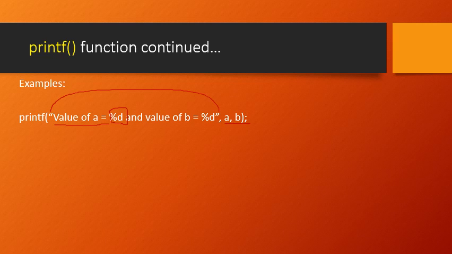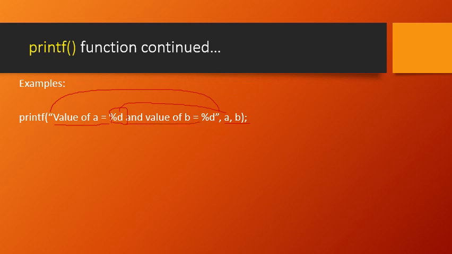So the first %d occurs, and in the list of variables there is a first variable. What is the first variable? A. If the value of A is 10, then the 10 will get substituted at this particular place. Then, and value of B equals to, again a constant string, so it will print as it is.